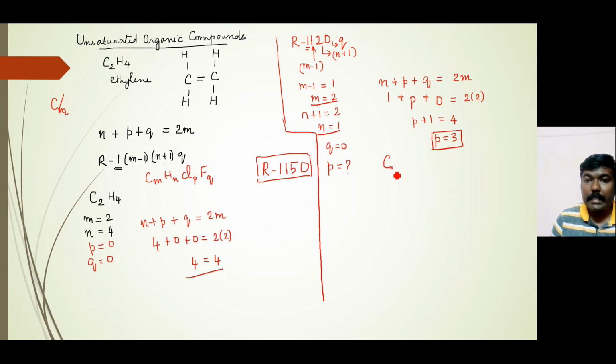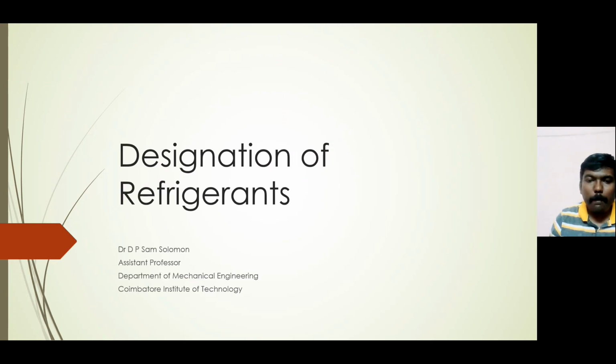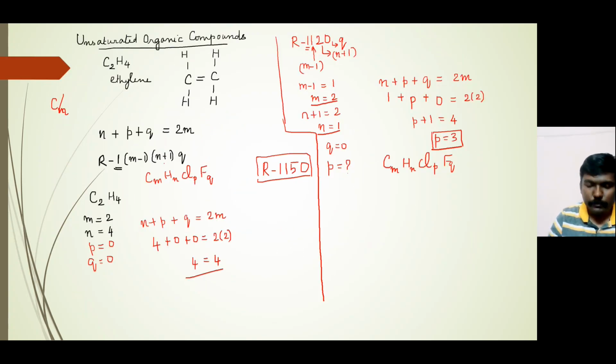So the general expression is CmHnClpFq. So now if we write this, what are we going to get? So the number of C, M, is going to be 2, H is going to be 1, and Cl is 3, and Q is going to be 0. So it is C2HCl3.